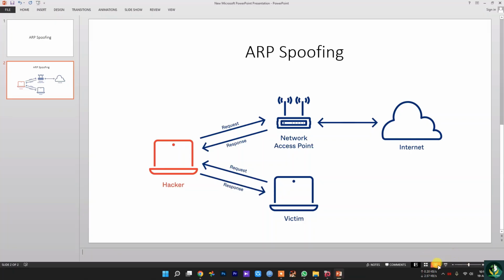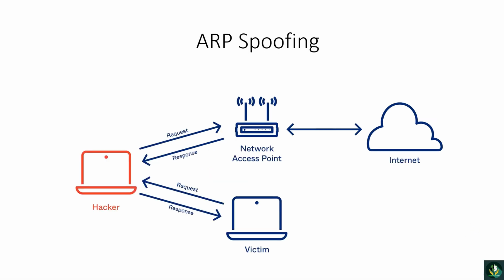So let's go back to our diagram. So we have a diagram of a typical network. You can see that normally any device that is connected to the network, if it wants to send a request, it will send it to the router. Then the router will send the request to the internet, wait for the response, and then forward the response to the device that requested it. So if the hacker, the victim, or any other computer on the network wants to send a request, they will send the request directly to the router.